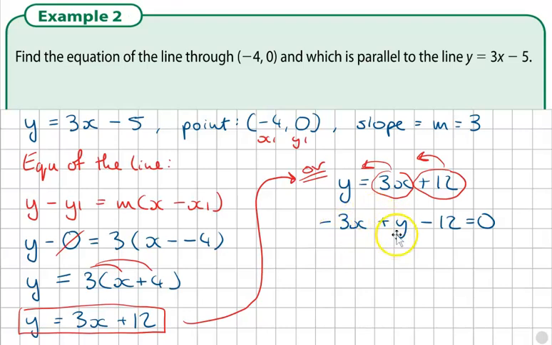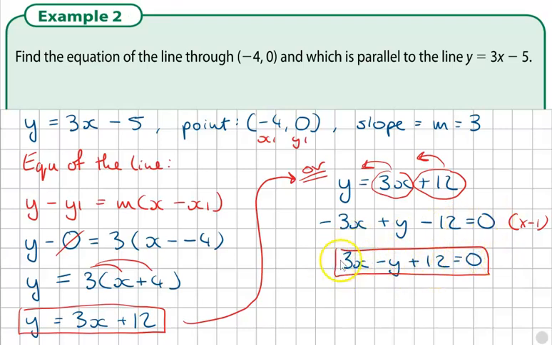So we have minus 3x plus y minus 12 is equal to 0. And I'm just going to make the x positive, so I'm going to multiply across by minus 1. So minus 3x times minus 1 is positive 3x. y times minus 1 is minus y, and minus 12 times minus 1 is positive 12. So 3x minus y plus 12 is equal to 0 is also the correct answer. So either of these will do as your answer. Both of them are the equation of the line, but one of them is in the form of y equals mx plus c, and the other is in the form of x, y, constant equals 0.